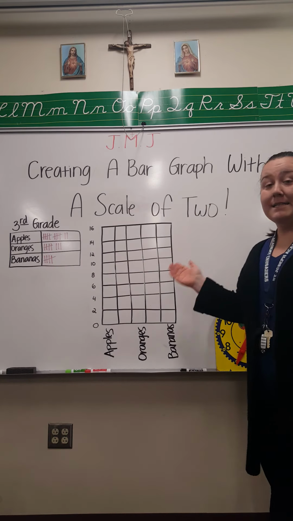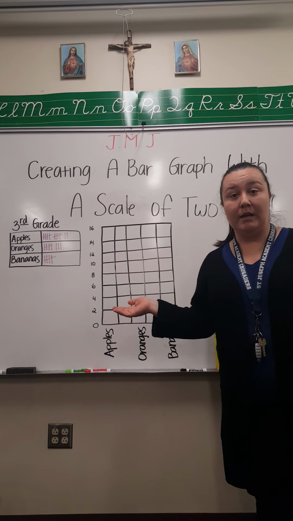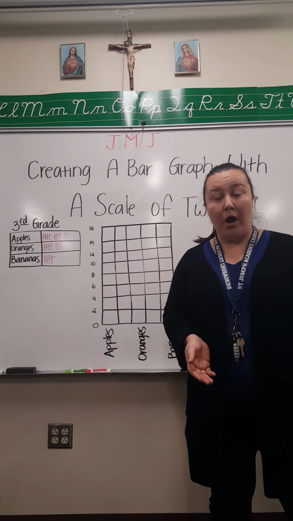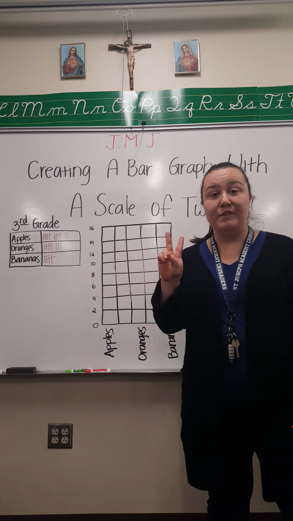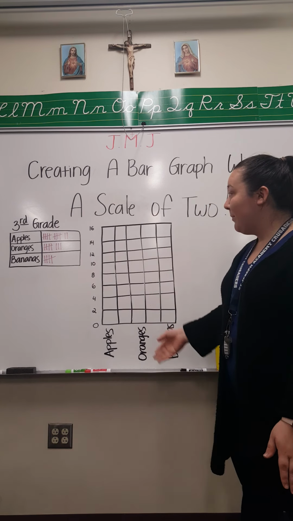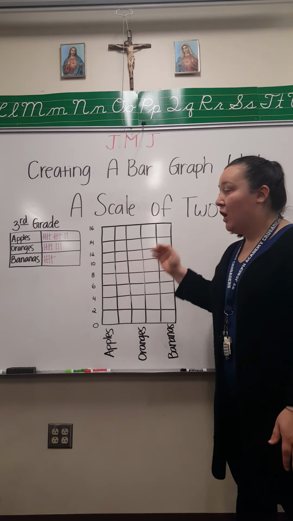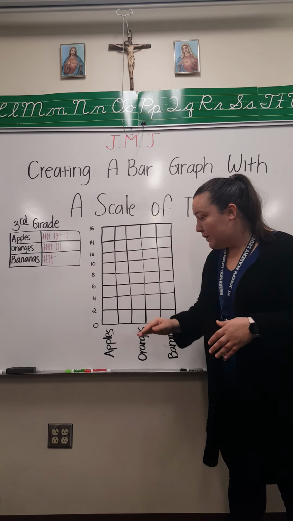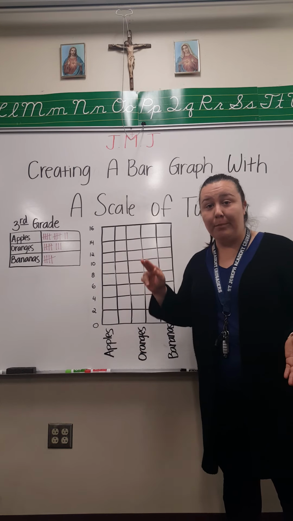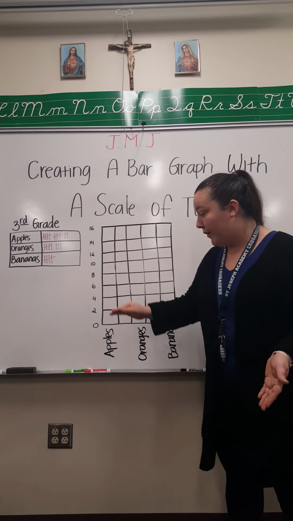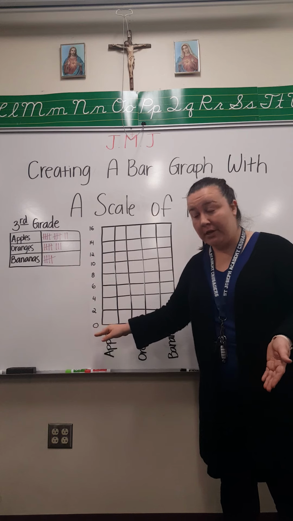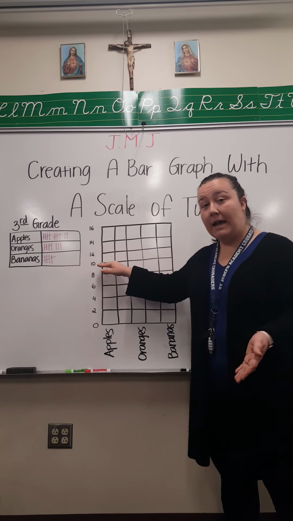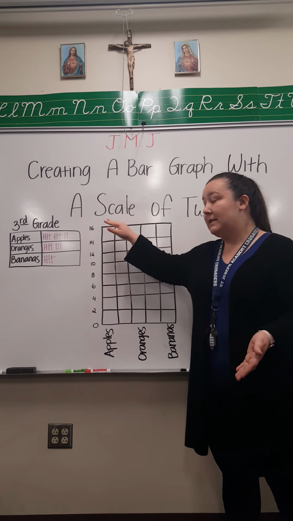All right, so like I said, today we're doing our lesson 88 where we are learning how to create a bar graph with a scale of 2. When we're talking about scale of 2, we are talking about this side here. So scale of 2 means we're going by 2's on our bar graph. So we start with 0, 2, 4, 6, 8, 10, 12, 14, and 16.